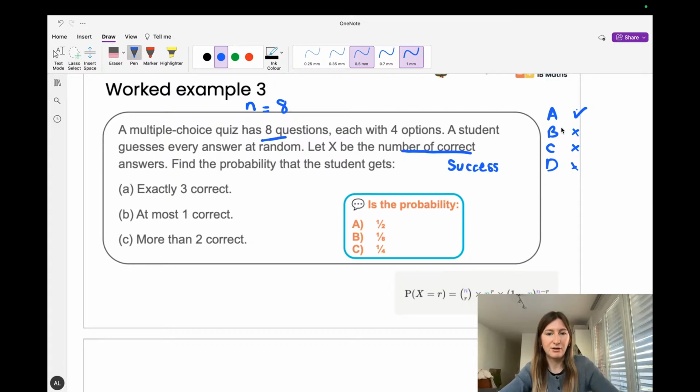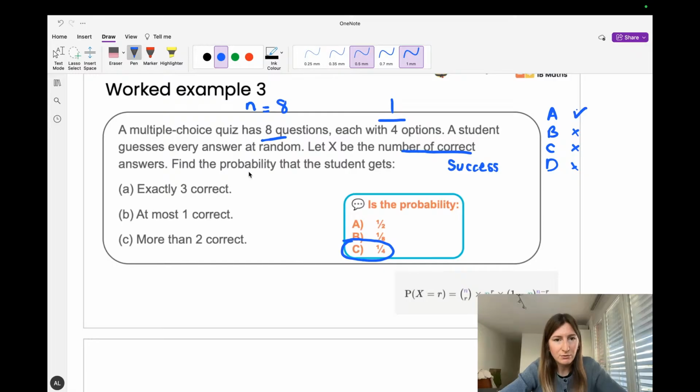All right, so the correct answer is, ooh, it's very small on my screen, 1 out of 4. So because there are 4 options and you can get 1 out of 4 correct, our probability there is 1 out of 4. So don't get confused with that 8 because that's relating to the number of trials.